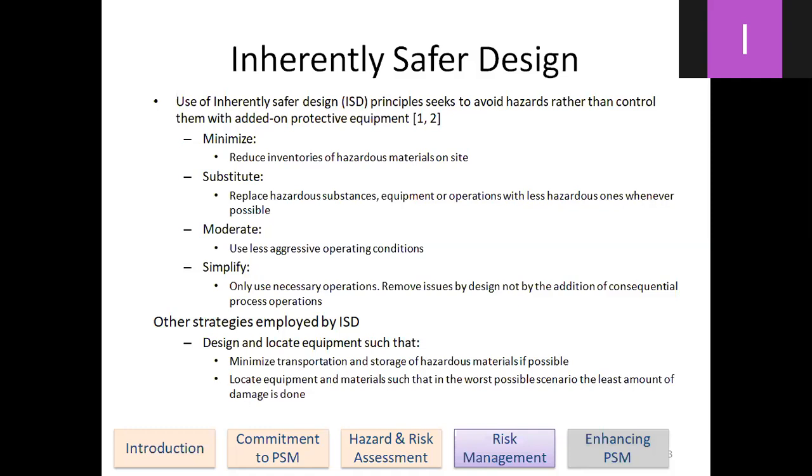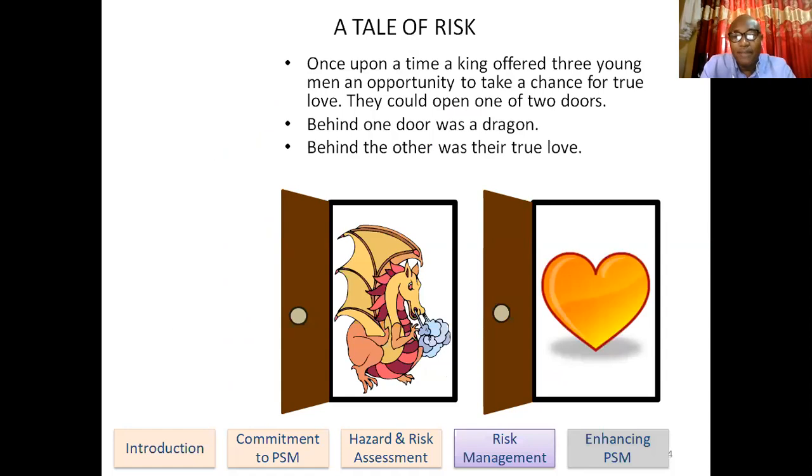If you want to transfer hazardous material from one place to the other, you must look at the procedure you want to use to move it. This is very, very key. Let me give you an example of how to manage risk.